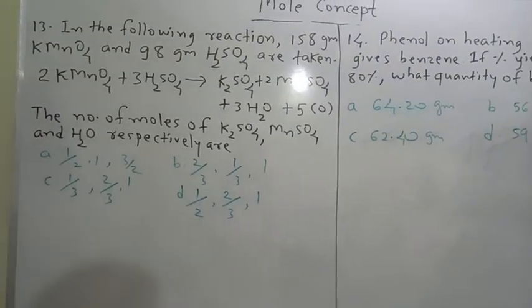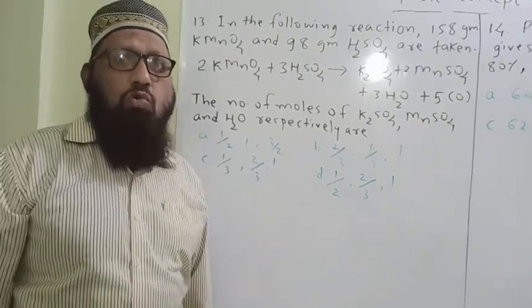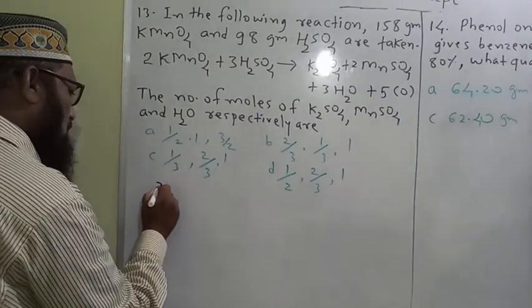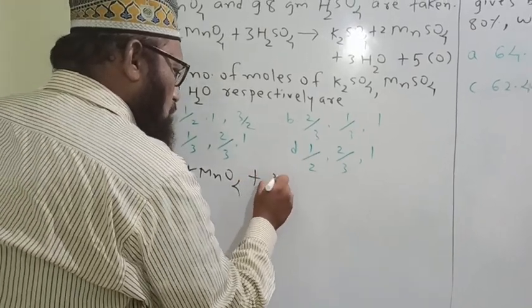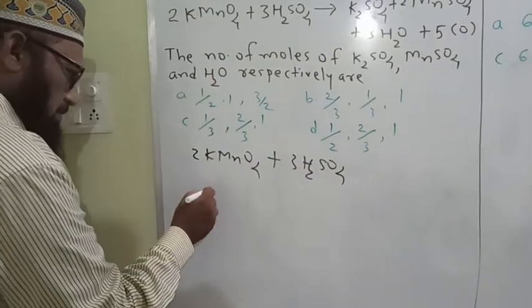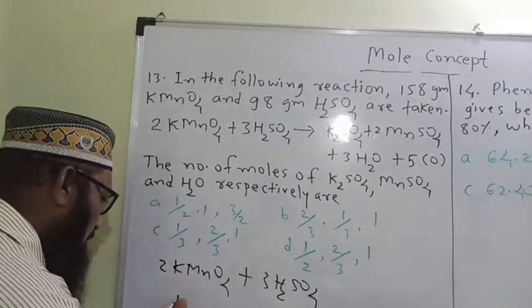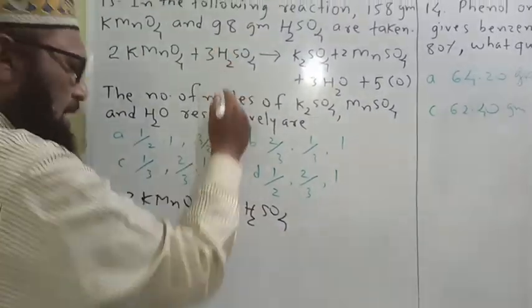Now look here very carefully. This is a very interesting and also important question. Which thing is given here? Twice KMnO4 and thrice H2SO4. These are the reactants. Here, how much quantity of KMnO4 is given? 158 gram. Here, H2SO4 98 gram.